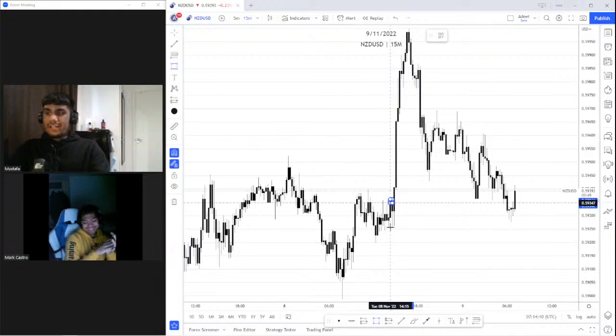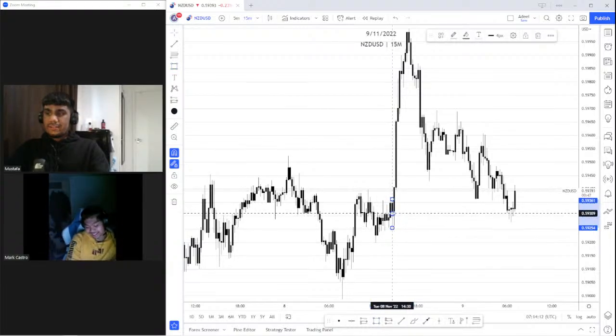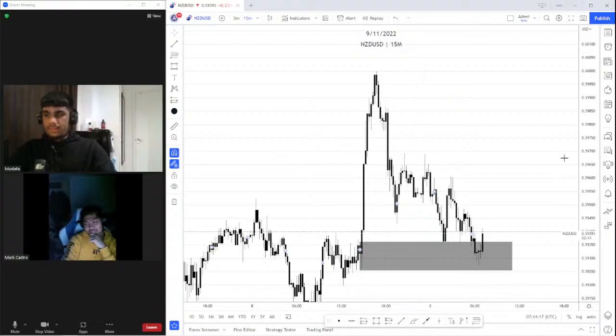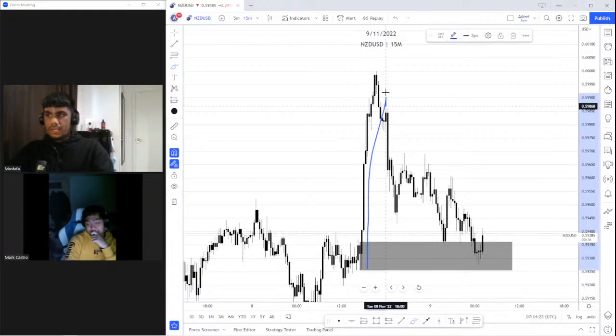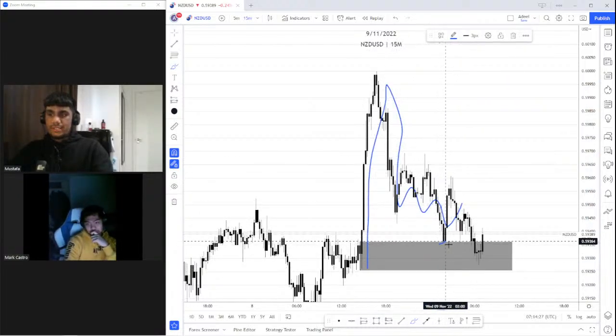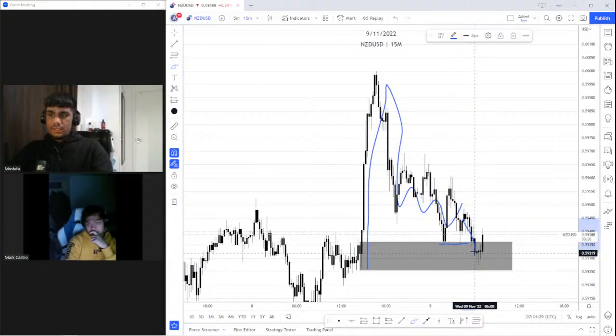To be fair, New, that looks like a beautiful trade. It did look like a beautiful trade. I see why you'd be looking for it, because we had a quick spike up, slow retracement downwards, grab more liquidity just before. Damn, that would have been nice.